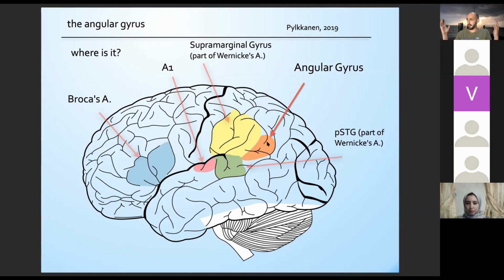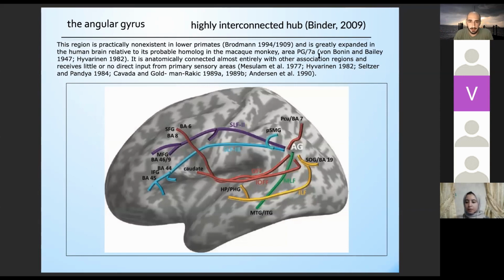So you might be wondering, why is the angular gyrus important? Well, for instance, because this region is non-existent in lower primates. If you look at chimps, they have a kind of homolog to the angular gyrus, but much, much smaller. If you look at a monkey's brain or non-human ancestors, like the very first Australopithecus, the frontal and parietal lobes are much, much less developed, whereas the temporal lobe is still quite developed, okay?